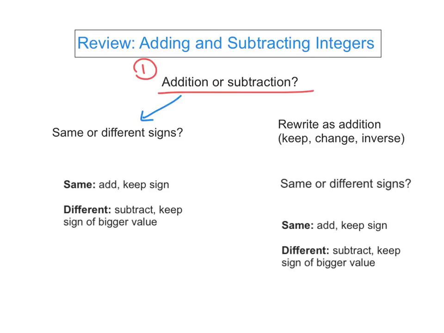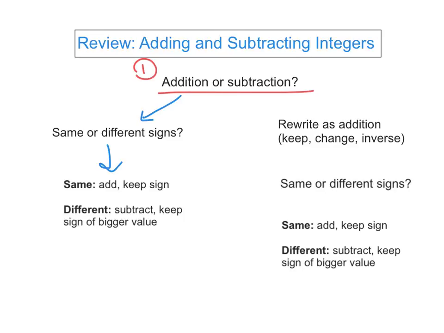Once you figure that out, then we jump to actually solving these problems. Remember, if they're the same sign, you add them as if they were positive, and you keep the sign that you started with. So two negatives added together would give me a negative answer. Or are they different signs? Remember, if they're different signs, you subtract the bigger number minus the smaller number and keep the sign of that bigger value.